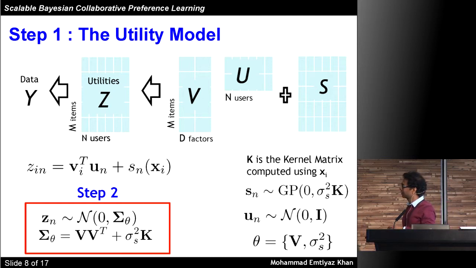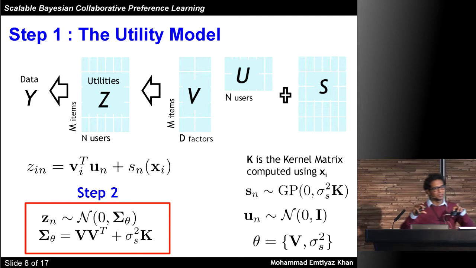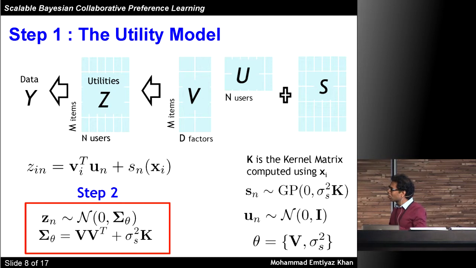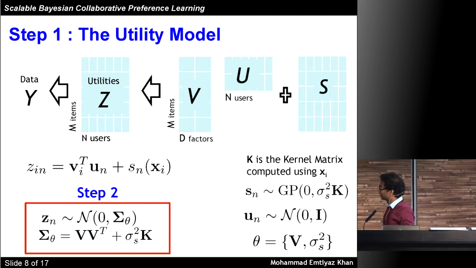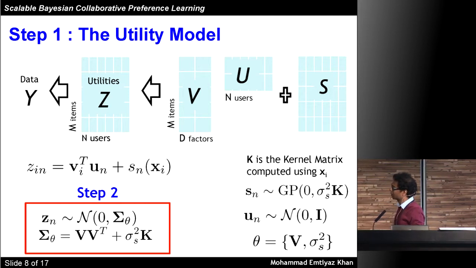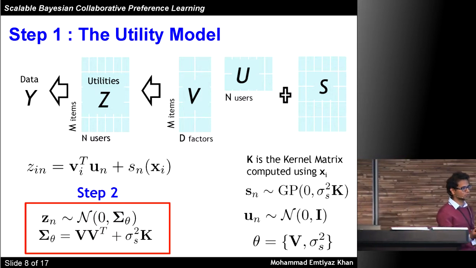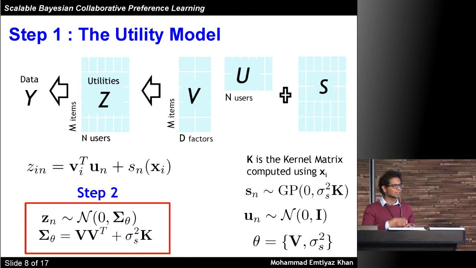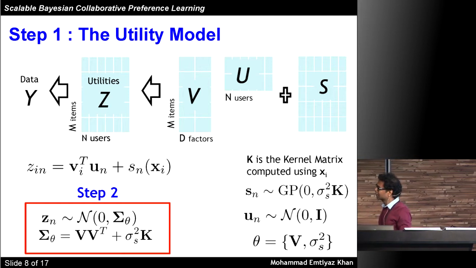So my parameter set is V and sigma s squared. Now this is reasonable when your data matrix is a little bit fat. So you have more users than items, then it's still okay to assume your V matrix to be a parameter. And the sigma s squared hyperparameter basically balances between the two terms, the low rank term and the Gaussian process term. If you set it to 0, then the features will have no say, and if it has a reasonable value, then you will get some benefit for the cold start problem. Okay, so that's the model.